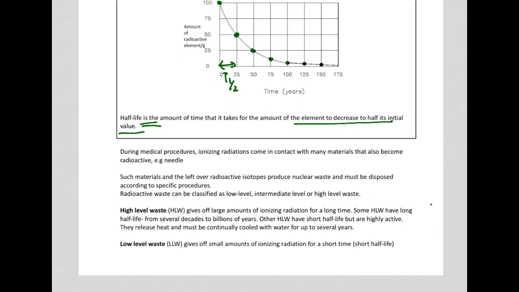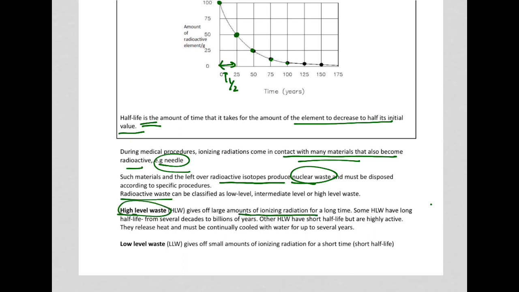Now, during medical procedures, ionizing radiations come in contact with many materials that themselves will become radioactive, for example needles. Such materials and leftover radioactive isotopes produce nuclear waste, and this nuclear waste needs to be disposed of properly. There are 3 types of radioactive waste: high-level, intermediate, and low-level wastes. High-level waste will give out large amounts of ionizing radiations for a long time. Low-level waste will give off small amounts of ionizing radiations for a short time.